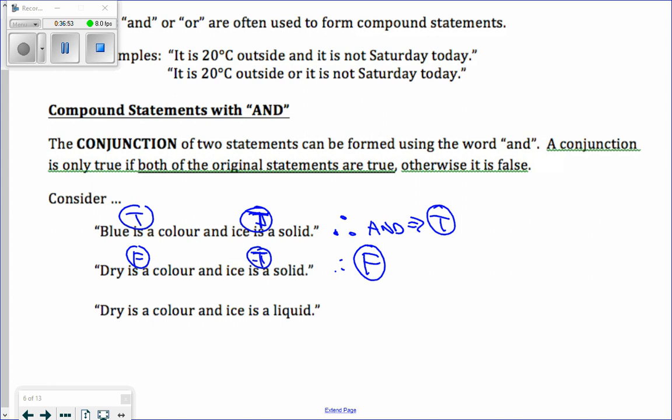Dry is a color. Ice is a liquid. So this is where some kids get into a little bit of a pickle, because when we multiply two negatives, we get a positive. But when we use statements, two falses still mean false. Okay? So two wrongs still make it wrong. I've never seen a question on this, so we're just skimming through this.